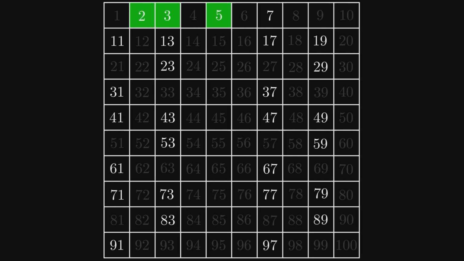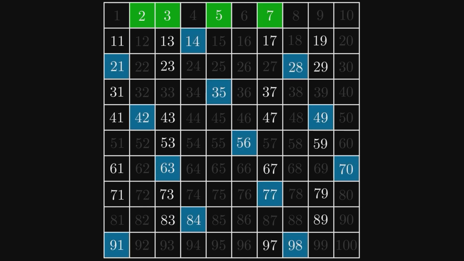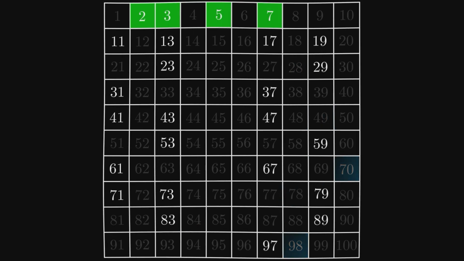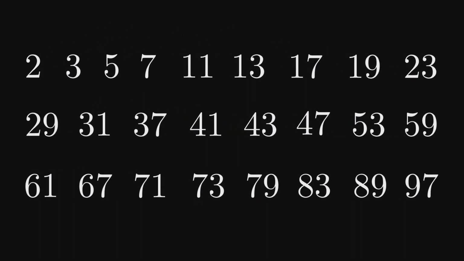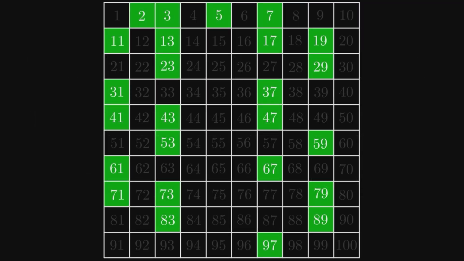Looking at our current list, the only number left to deal with then is the prime number 7. Once we remove all the multiples of 7, other than 7 itself, we're left with only the primes. Mission accomplished. But why do we not need to be concerned about repeating the process for values greater than 10?